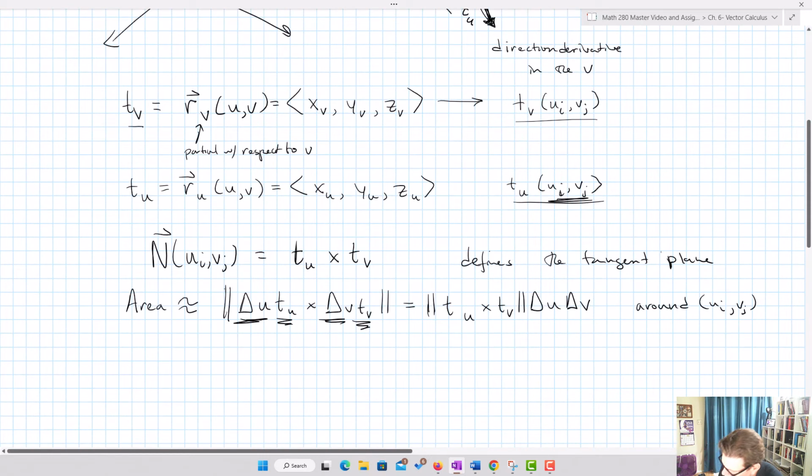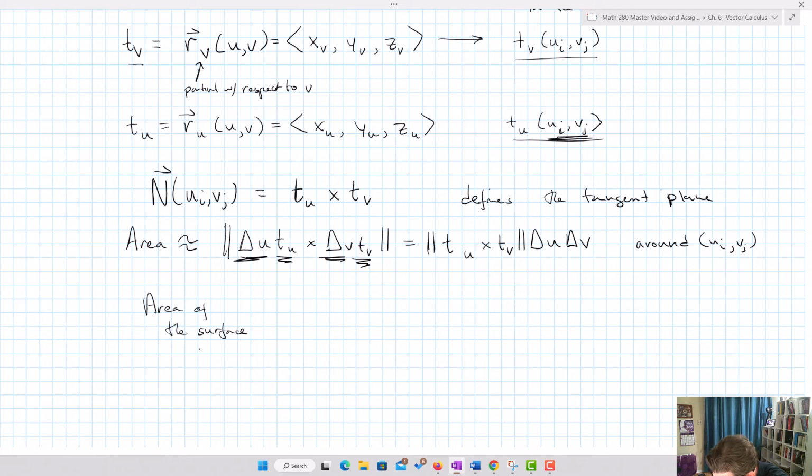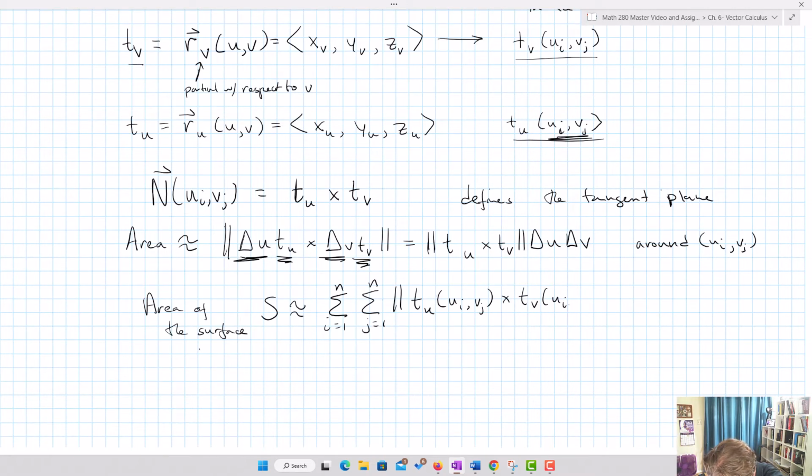So now I'm going to ask, what if I want to figure out the entire area of the surface? We've been doing this a lot inside of integration. What we'll do is we'll just sum. So our area of the surface, and we're going to call this S, is approximately equal to the sum i equals 1 up to n, and the sum j equals 1 up to n, of TU at UI VJ cross TV at UI VJ, delta U delta V.